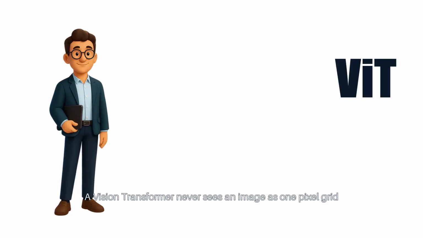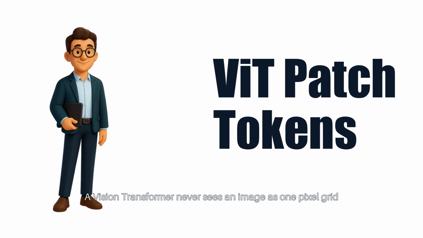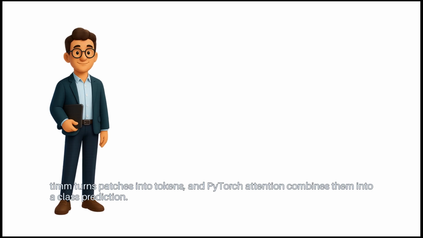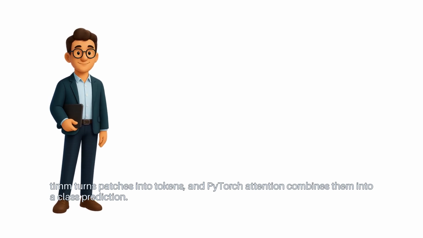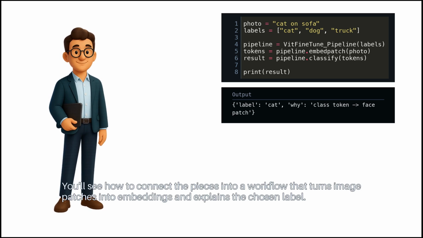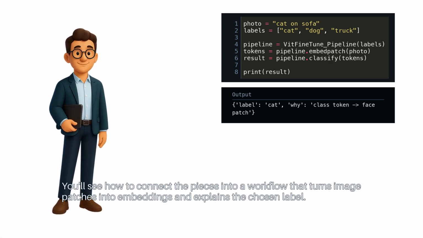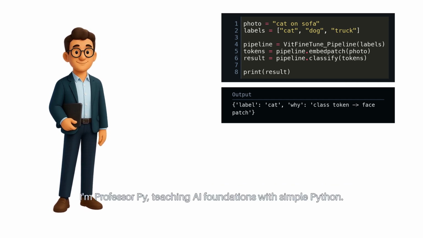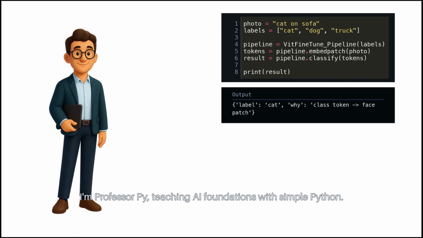A vision transformer never sees an image as one pixel grid. timm turns patches into tokens, and PyTorch attention combines them into a class prediction. You'll see how to connect the pieces into a workflow that turns image patches into embeddings and explains the chosen label. I'm Professor Pi, teaching AI foundations with simple Python.